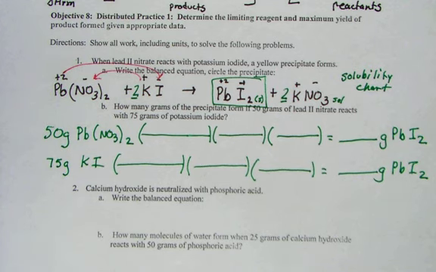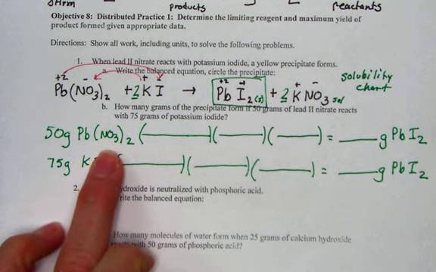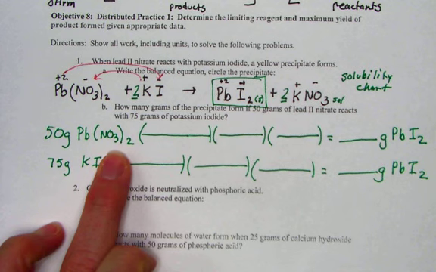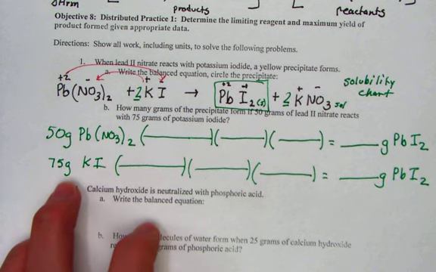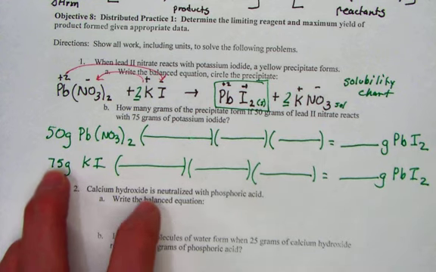Let's say 207.2 on the lead, 14 times 2 on the nitrogen, and 16 times 6. Oops, calculator boo-boo, let me rehit: 207.2 plus 14 times 2 plus 16 times 6. I'm finding 331.22. And that's the molar mass of our first reactant.